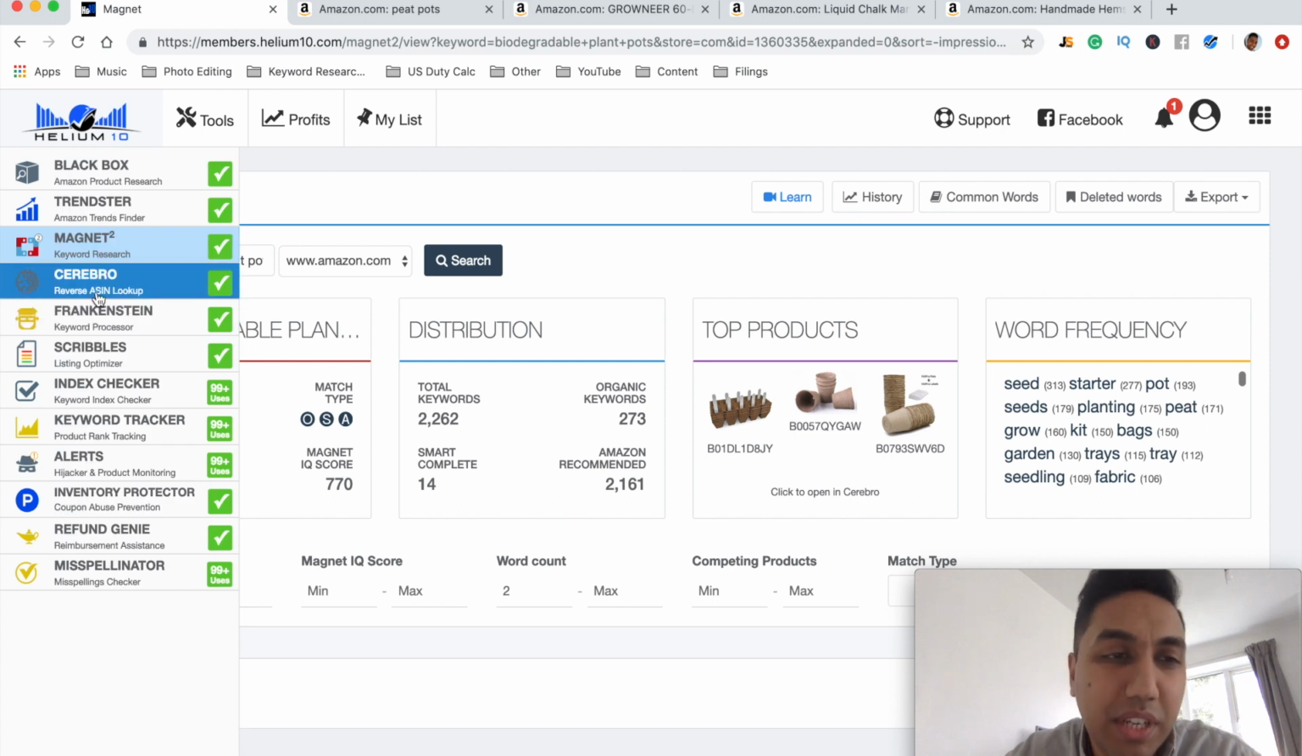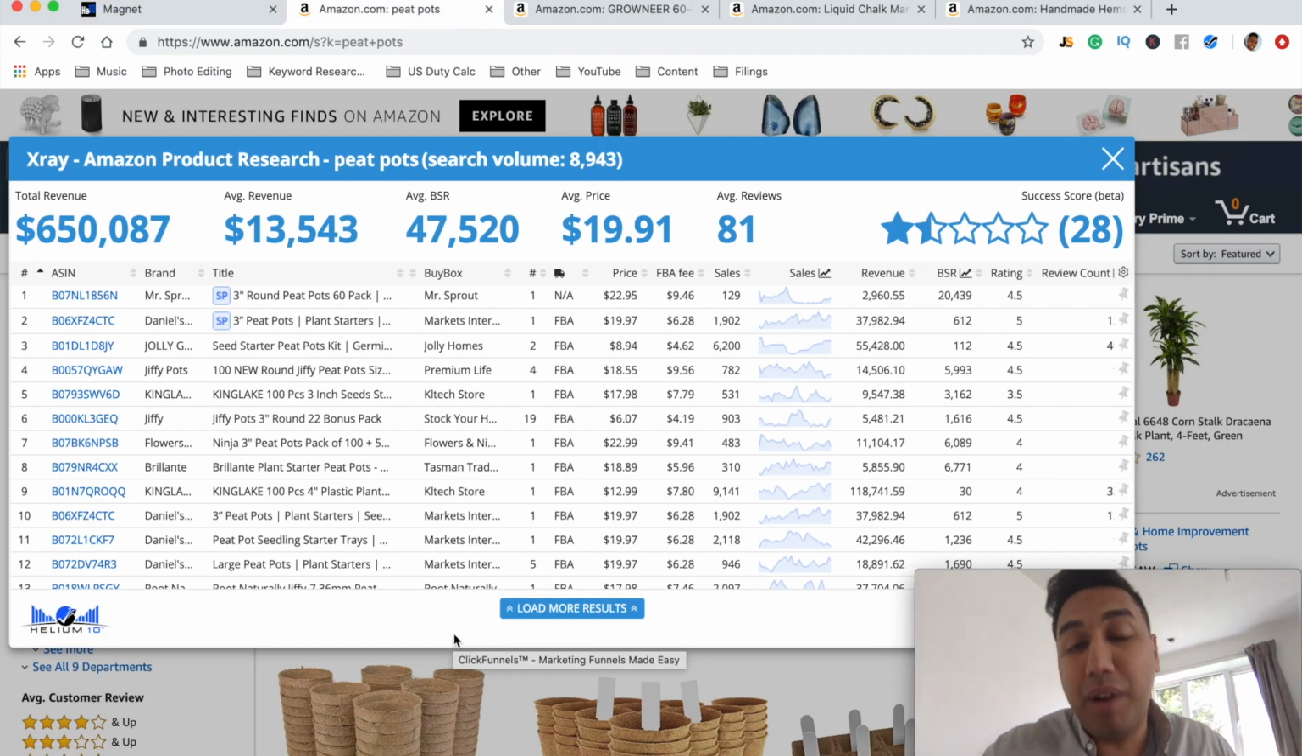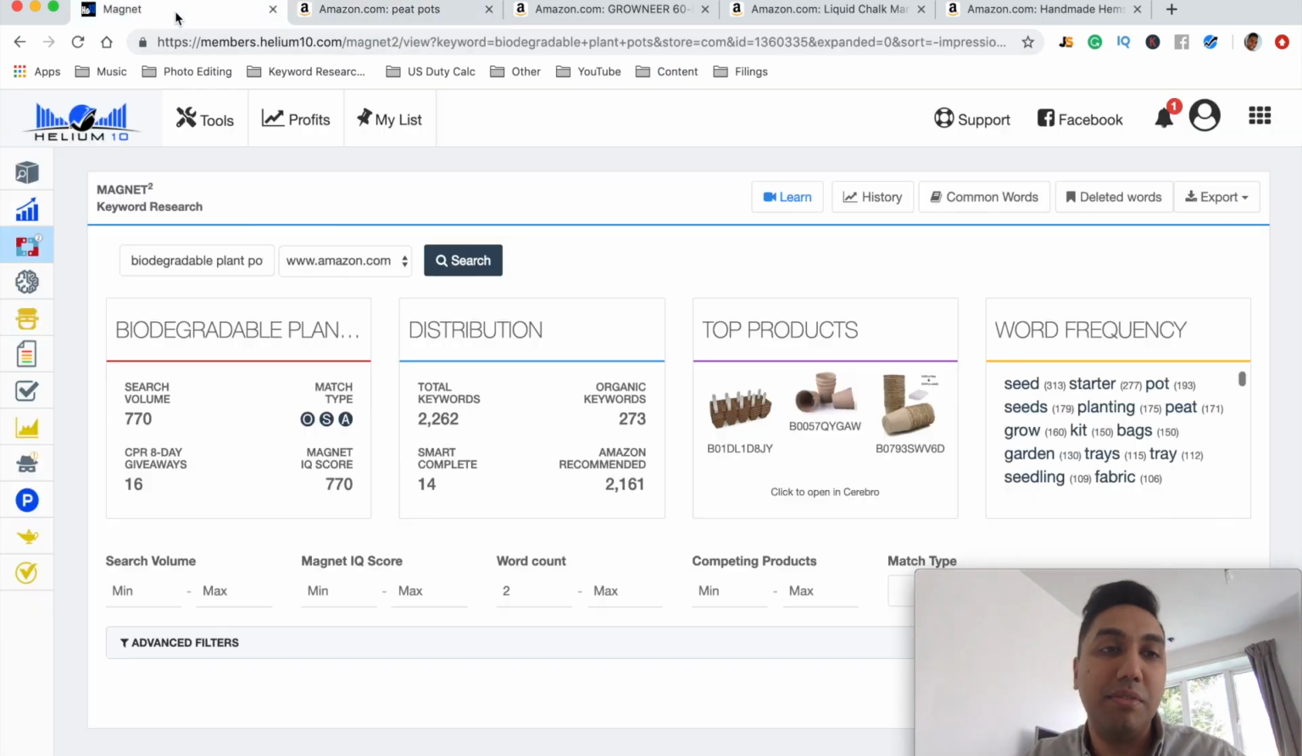I'm also going to do a video on the reverse ASIN lookup soon, and I'm also going to be doing a video on how to get in contact with suppliers so you know exactly what to do after you've passed this stage. But you need Helium 10 to find all of this information, which will give you all of the tools that you need as well.